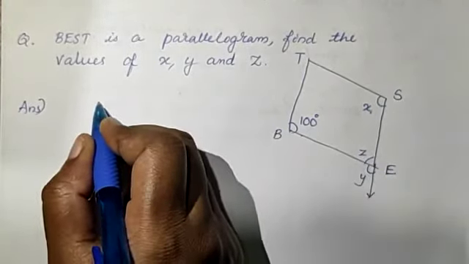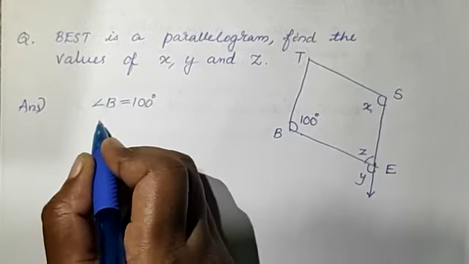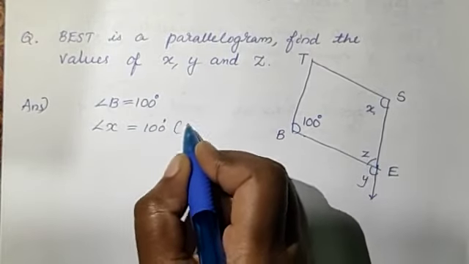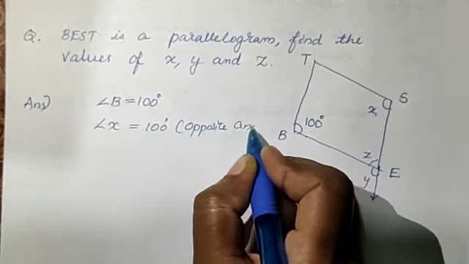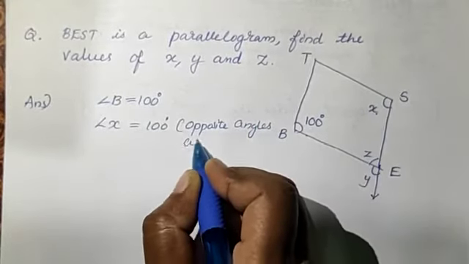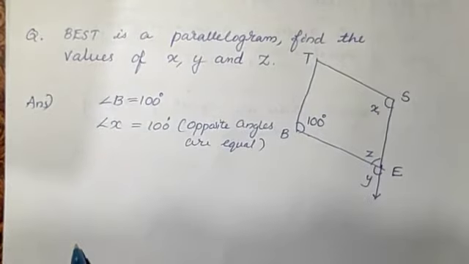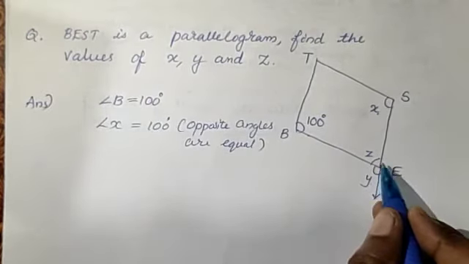So, we know angle B is 100 degrees. Therefore, angle X is equal to 100 degrees because opposite angles are equal. Okay. Now, see here we have to find Y and Z.